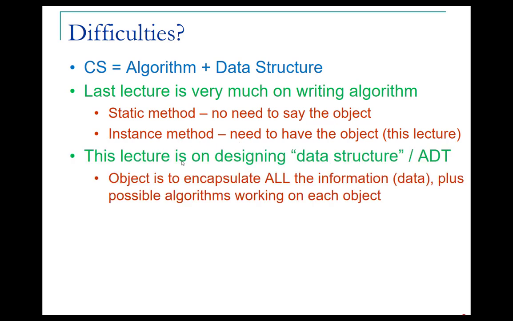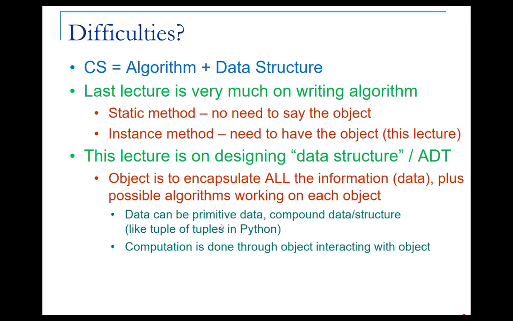In particular, this lecture is on designing data structures or abstract data types. An object is a way to encapsulate all the information, that is the data, plus all the possible ways of working on the object, which are the algorithms. Data can be primitive data, compound data, or structures, like tuples in Python. Computation is done through objects or interaction with other objects.